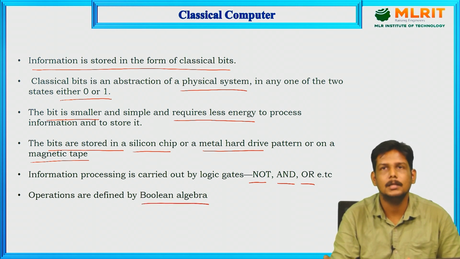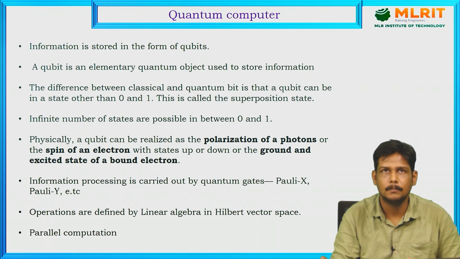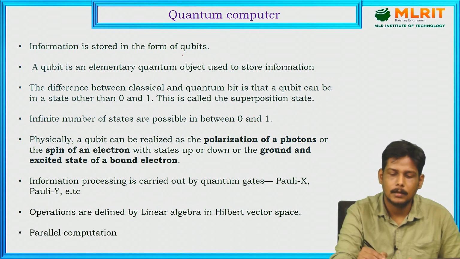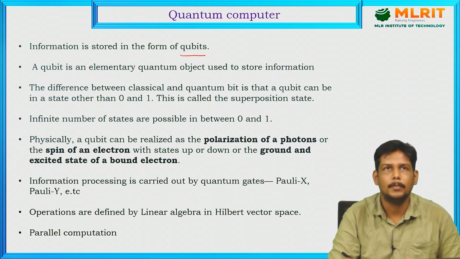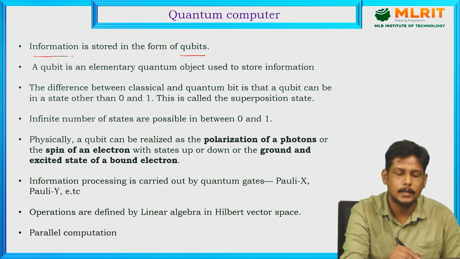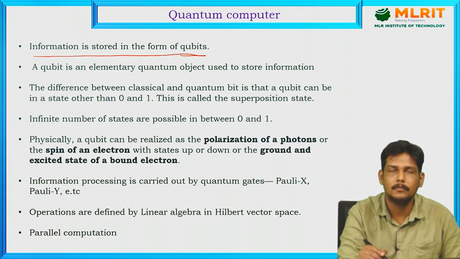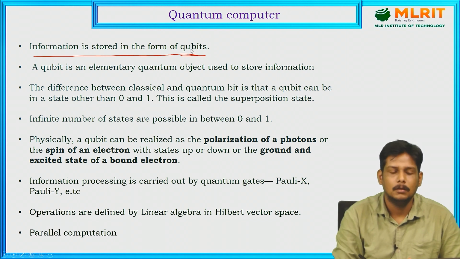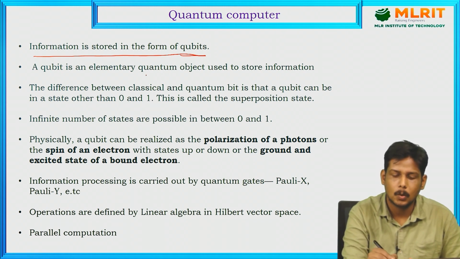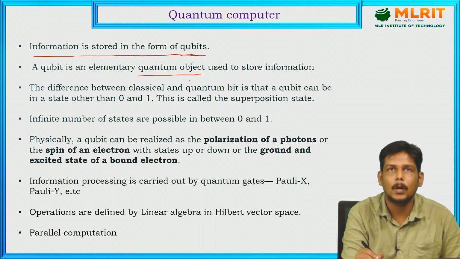Now, we will see what qubits are. Qubits are related to the quantum computer. Information stored inside a quantum computer is in the form of qubits. These qubits are quantum objects. These are quantum particles or quantum objects.